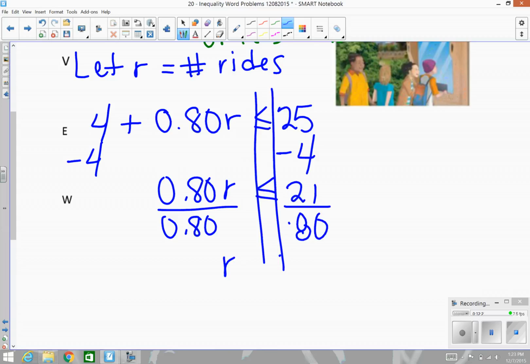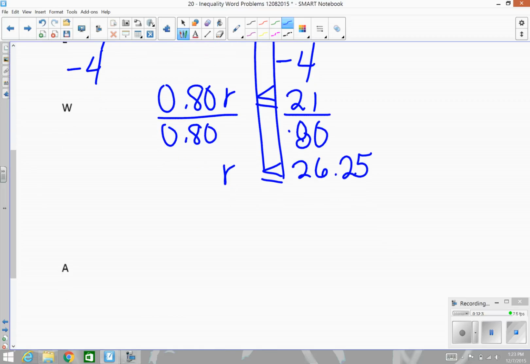And we get R is less than or equal to 26.25. Okay, now this is a little tricky. What did R represent? It was the number of rides. So she can go on 26.25 rides or less. But is that even possible? What we really need to say is that she can go on 26 or less, because you can't go on a fourth of a ride. They're not going to stop it a quarter of the way through and tell you to jump off.